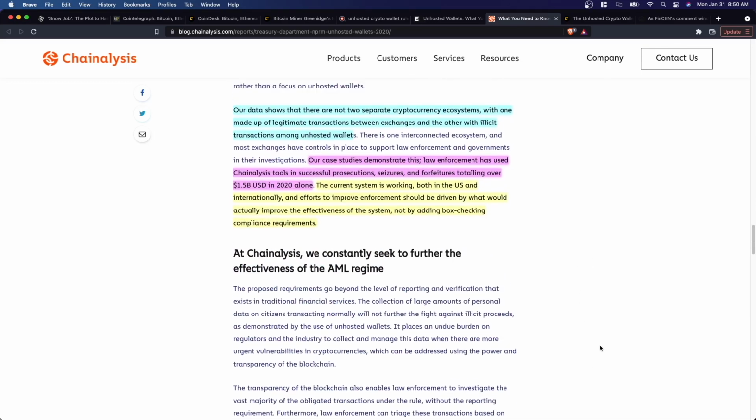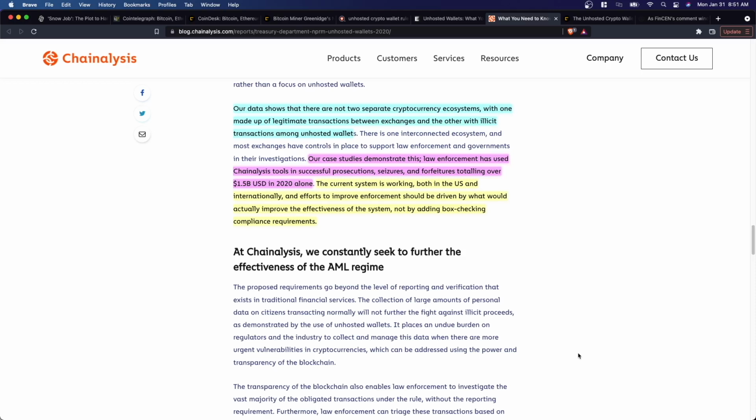It continues on and states, our data shows that there are not 2 separate cryptocurrency ecosystems, with one made up of legitimate transactions between exchanges and the other with illicit transactions among unhosted wallets. Our case studies demonstrate this. Law enforcement has used Chainalysis tools in successful prosecutions, seizures, and forfeitures totaling over $1.5 billion in 2020 alone. The current system is working, both in the U.S. and internationally, and efforts to improve enforcement should be driven by what would actually improve the effectiveness of the system, not by adding box-checking compliance requirements.